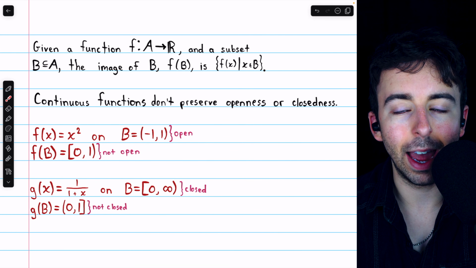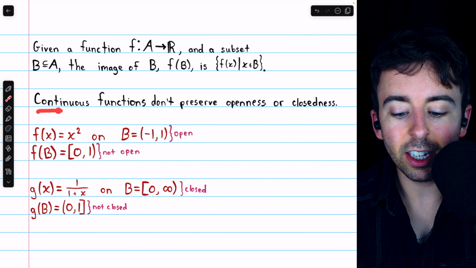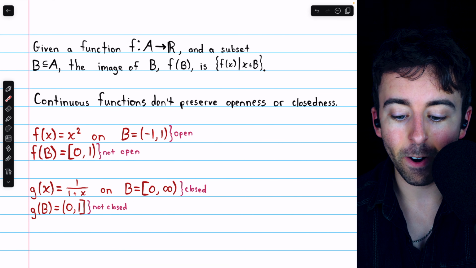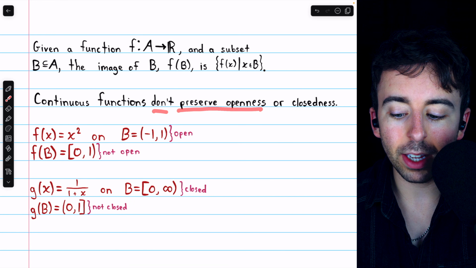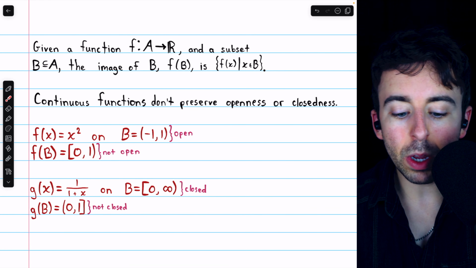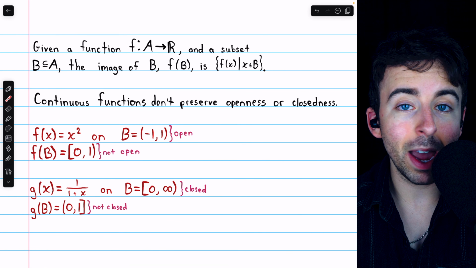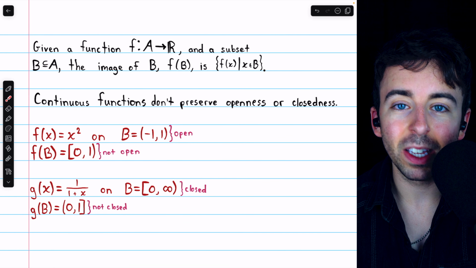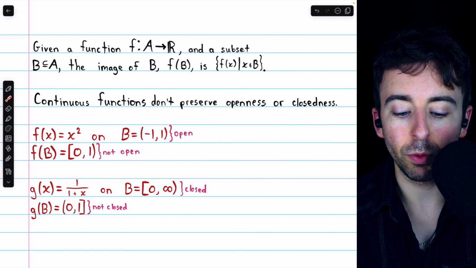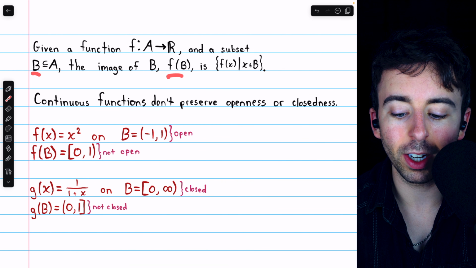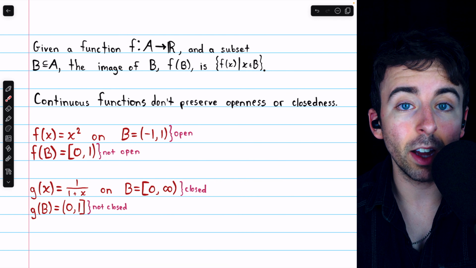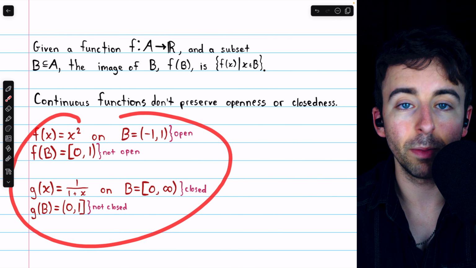Now, it turns out that continuous functions, as nice as they are, do not preserve openness or closedness. If we put an open set through a continuous function, the image may or may not be open. Same thing with a closed set. If we put a closed set through a function, the image may or may not be closed. Here are some simple examples.